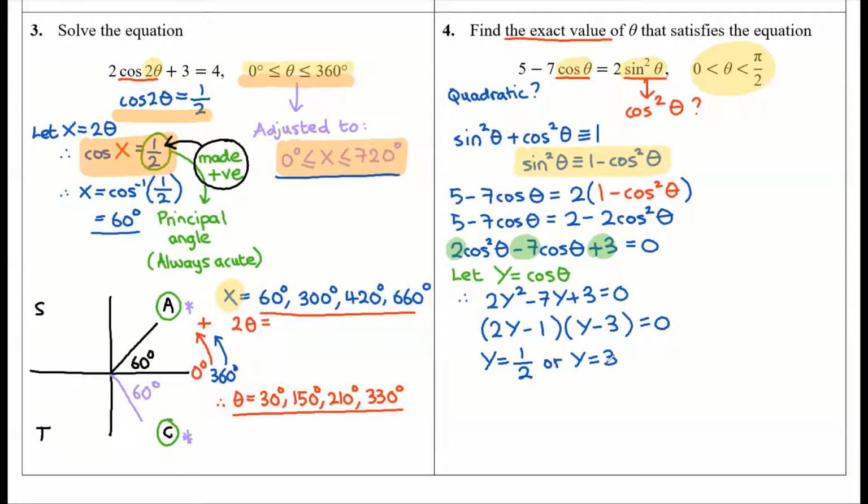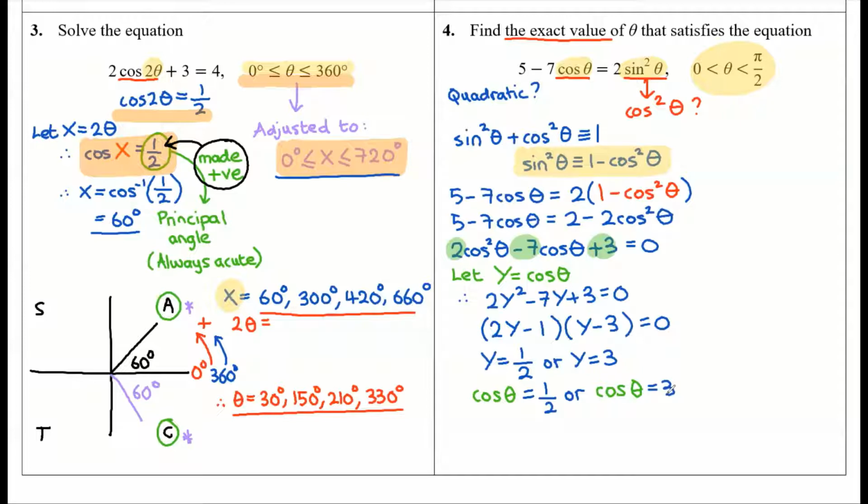Let's put the cos theta back in. So cos theta is equal to 1/2, or, putting it back in as well, cos theta is equal to 3. Okay, lots of skills on show in these questions.